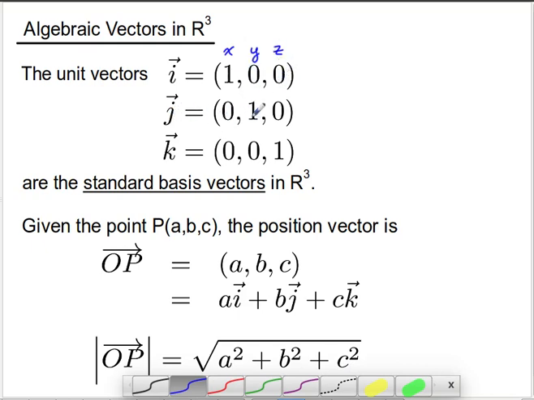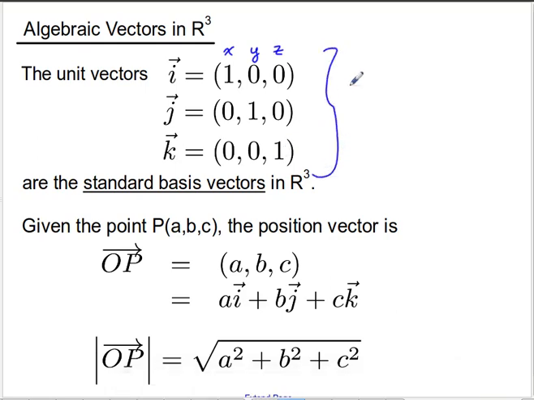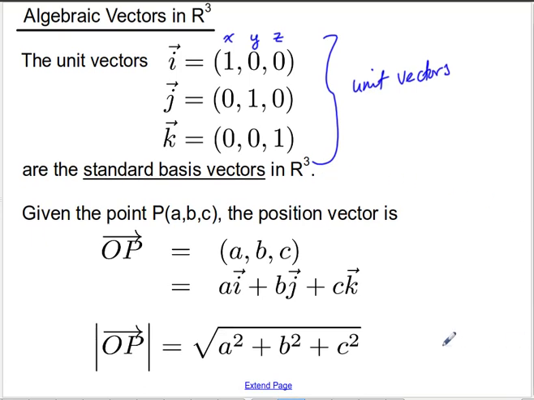For the j vector, the y direction has a positive 1, and for the k vector, we have the z direction. Please keep in mind that all of these are what are known as unit vectors. They all have a length of 1, which in the case of these particular vectors is very obvious because the only value they have is 1. So these are known as the standard basis vectors in R3. Using these three vectors, you can describe any vector in three-dimensional space, and since you can do that, you can describe any point in three-dimensional space.